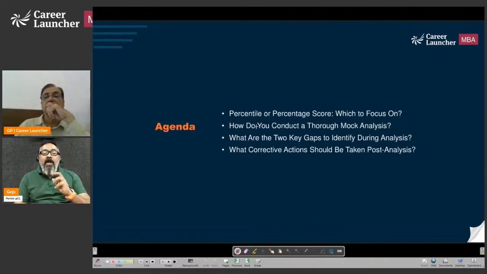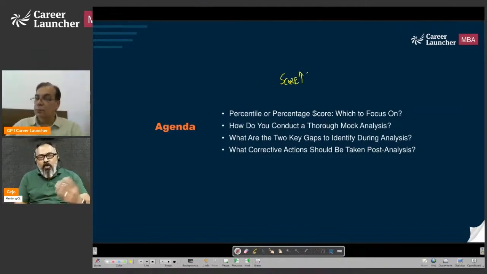First is when you're analyzing the mock, you're analyzing some kind of score improvement, right? So if you typically look at the mocks, at the end of the day, we want to improve our score. Our score has to improve. So now the first question that we want to address is what score should I essentially focus on? Is it percentile or percentage or actual score?